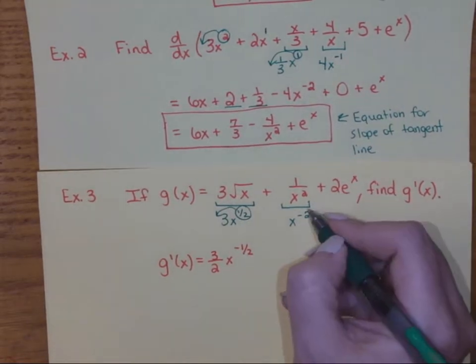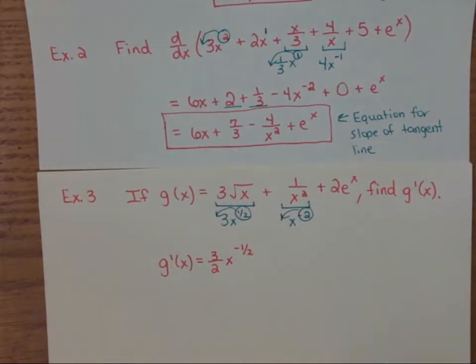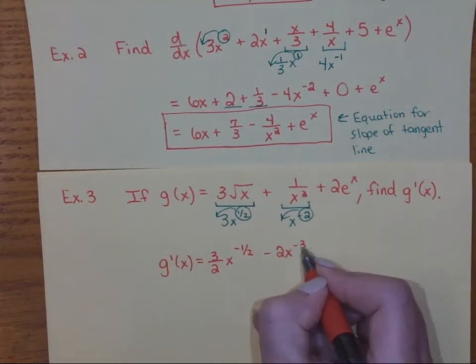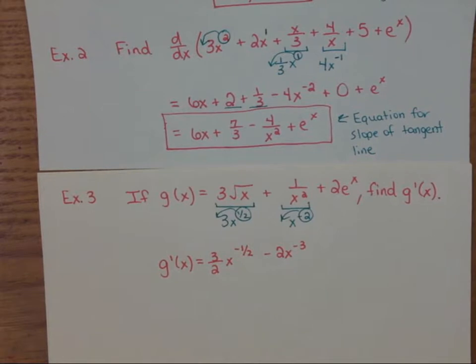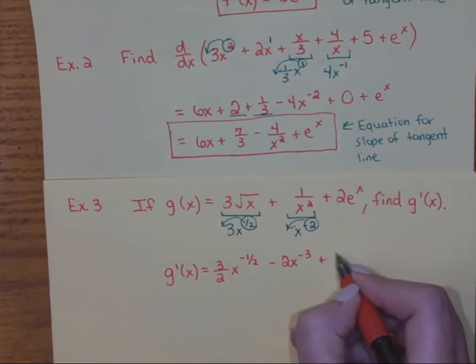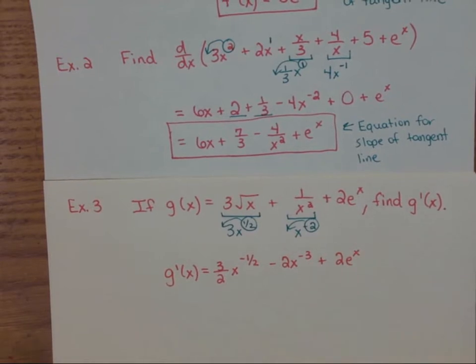Okay, what about for this guy? Notice we're going to bring the power around to the front and reduce the power by 1. So it's going to be minus 2x to the negative third. And then last but not least, our new rule, which is the derivative of e is just itself, as long as it's just e to the x.